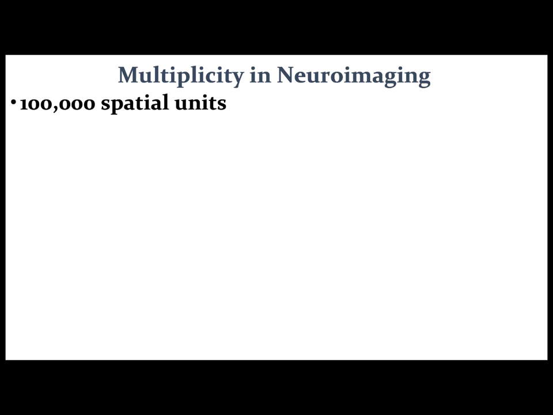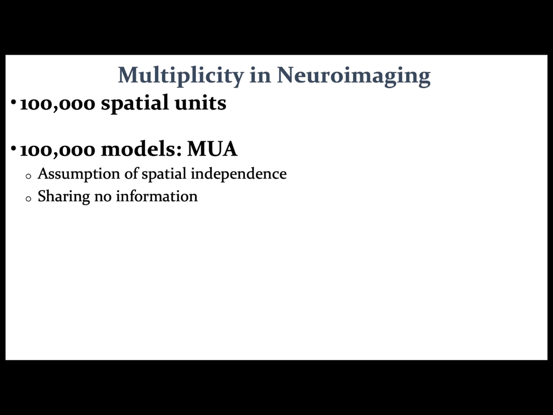So first, why do we have to take care of multiple comparisons? Suppose we have 100,000 voxels in the brain. The number of voxels depends on the voxel size, the resolution, but let's just assume we have 100,000 voxels. The typical approach is called a massively univariate approach, so with 100,000 voxels, we build 100,000 models. That means we have one model per voxel.